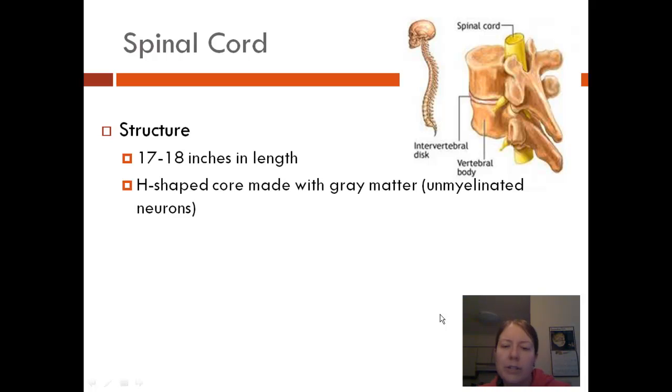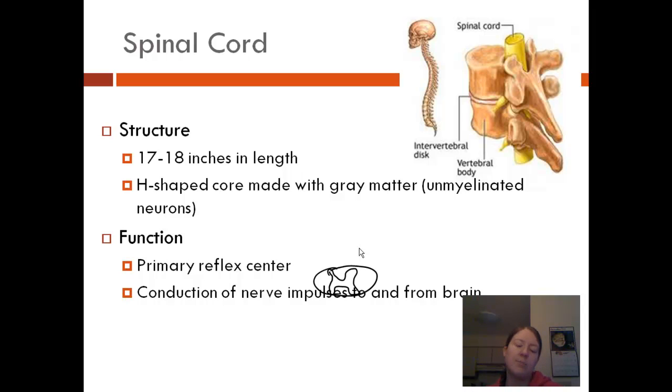So the structure is such that it's about 2 feet in length, and the middle portion, I'll show you a picture on the next slide, is filled with this gray matter that kind of looks like a funky H. But it serves two purposes for us. It serves as our reflex center, which we'll talk about in just a bit, and it also is the conductor of nerve impulses to your brain. It gets all those messages and sends them up, and it receives messages from your brain and distributes them accordingly.